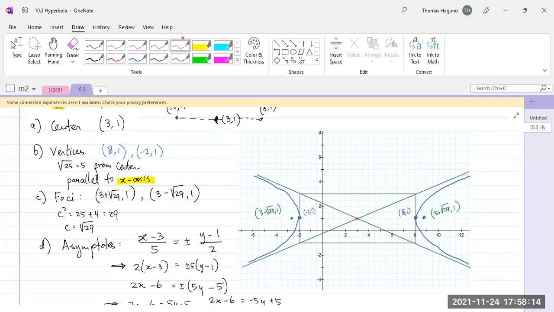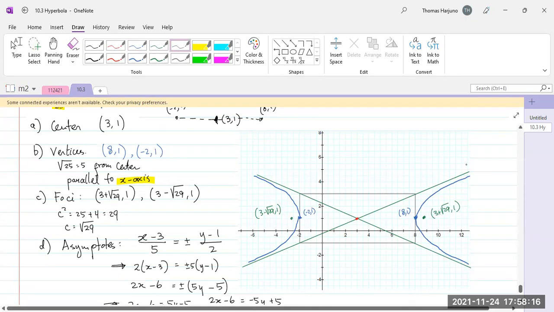Okay, and the equations of the asymptotes, we can just leave them as the following. I'm sorry, y minus 1 over 2 equals x minus 3 over 5, while this one here is y minus 1 over 2 equals negative of x minus 3 over 5.